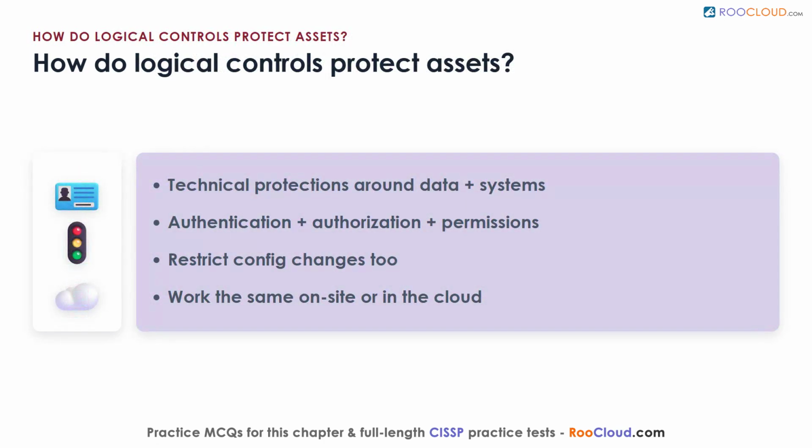What do logical controls handle instead? Logical controls are the technical protections around information, systems, devices, and applications. They include authentication, authorization, and the permissions that follow. Only someone who can authenticate reaches the data, and permissions decide exactly what they touch. These same controls restrict who can change configuration settings on a router or a server, and they work the same way whether the resource sits on-site or in the cloud.